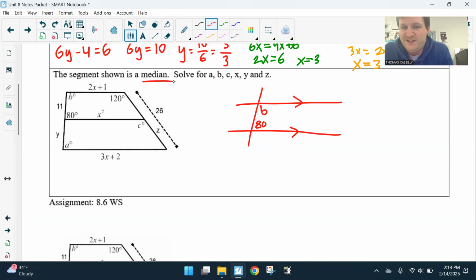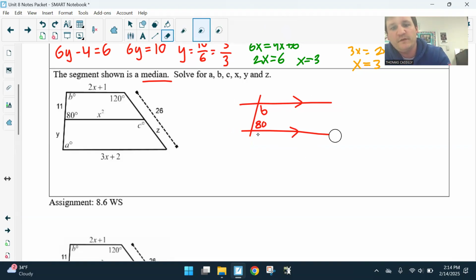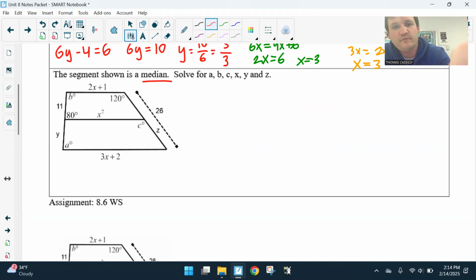Well, what do we know about B and 80? Those are same side interior angles, right? What do we know about same side interior angles? They are supplementary. So if I wanted to figure out what angle B is, all I can do is just say B plus 80 equals 180. Okay, that's what your setup looks like. If you're capable of skipping straight to the answer, of just knowing that, oh, they're supplementary, it's got to be 100, that's totally fine.